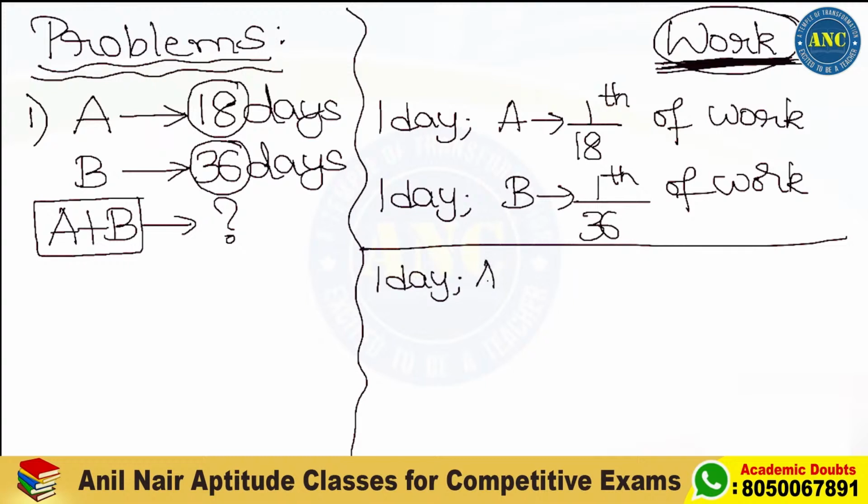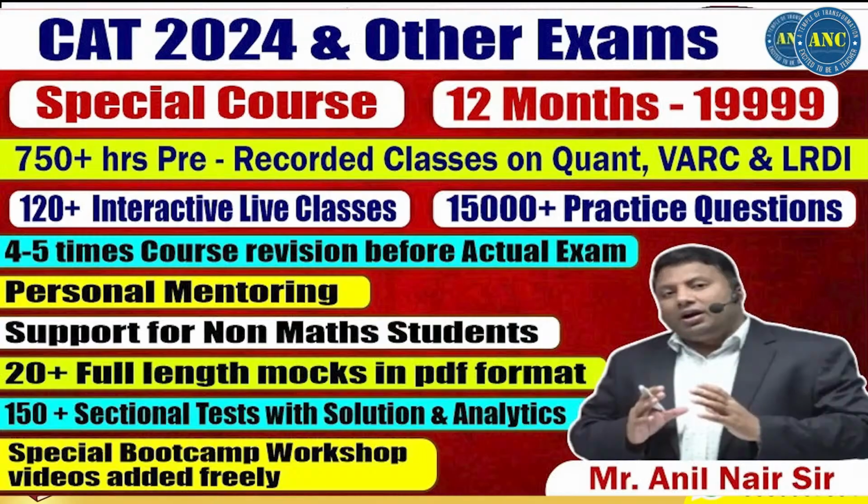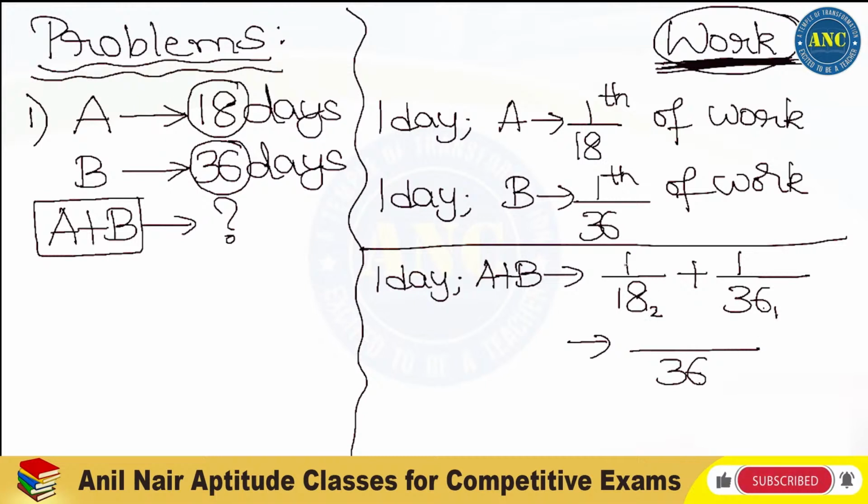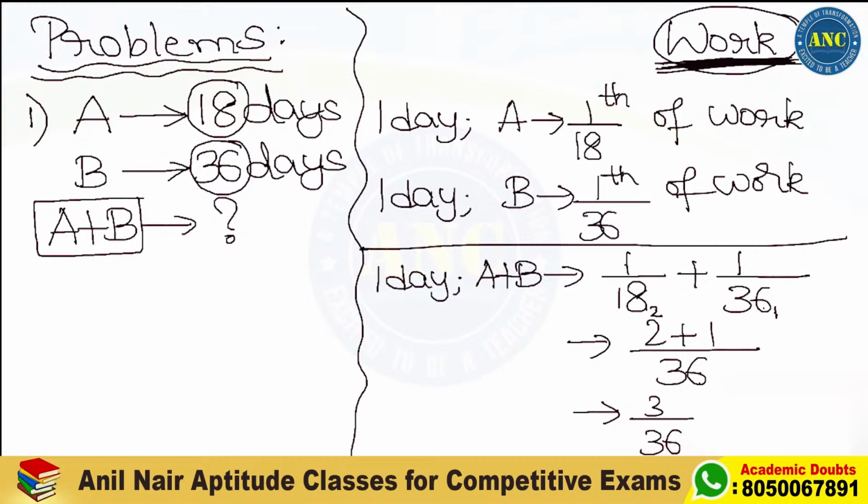So if both of my friends A and B are working together, A will be 1/18 and B will be 1/36. I just now explained 18 and 36. LCM is 36. 18 into 2 is 36. 36 into 1 is 36. 2 into 1 is 2. 1 into 1 is 1. So 2 plus 1 over 36 is nothing but 3/36. 3/36 is nothing but 1/12 of the work.